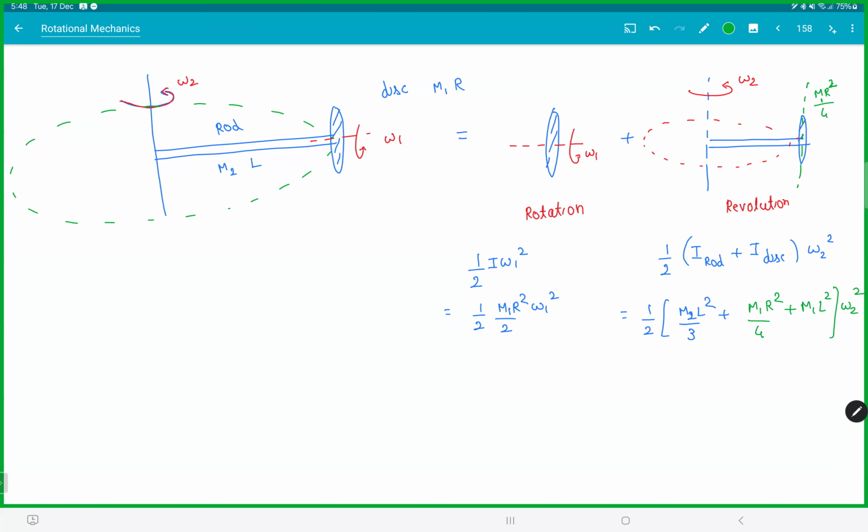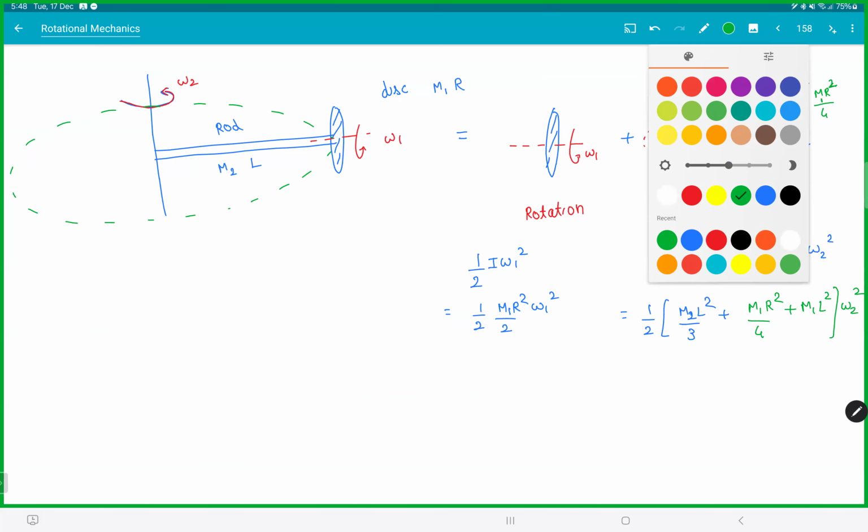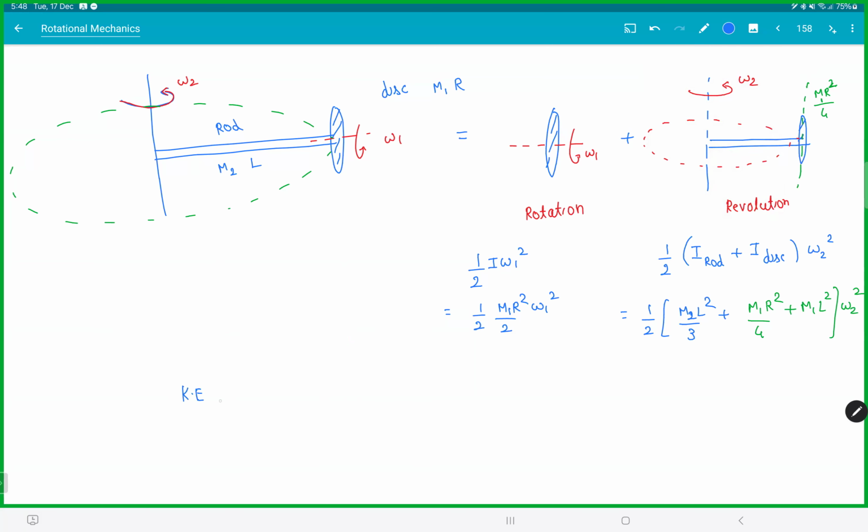Is that making sense, everyone? So you want the moment of inertia of the disk about this axis. So what to do? This is m r square by 4 plus m L square; the parallel axis theorem we have to use. You need to find the total moment of inertia about that axis. There, you got the whole thing. So the kinetic energy of the system will be m1 r square omega 1 square by 4, plus half of m2 L square by 3 plus m1 r square by 4 plus m1 L square, times omega 2 square. There, that's your answer. Check.